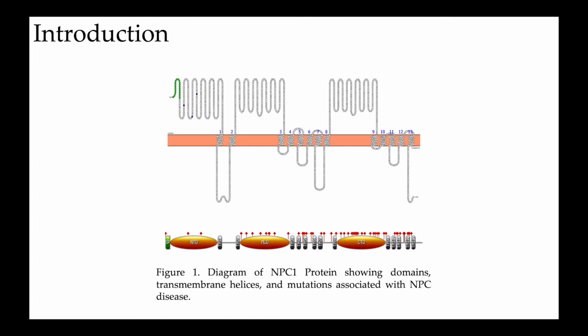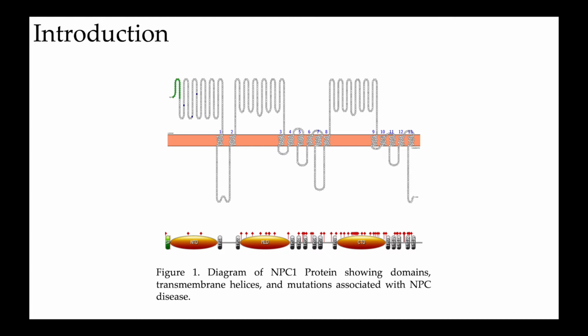So let's start with a brief introduction. Niemann-Pick type C1, or NPC1 for short, is a large multi-domain transmembrane protein essential for transporting cholesterol from late endosomes and lysosomes to the endoplasmic reticulum and other cellular compartments. Mutations in NPC1 cause Niemann-Pick type C disease, which is a lysosomal storage disease characterized by accumulation of cholesterol within the cell, specifically in endosomes and lysosomes of all tissues.